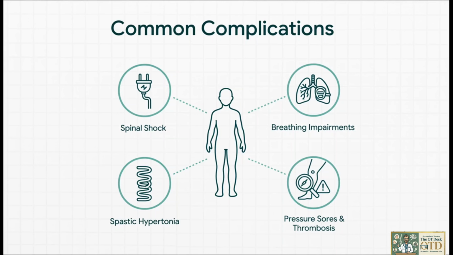Down the road, disconnected muscles can get super confused and overly tight. That's called spastic hypertonia. Plus, without normal everyday movement, patients face a really high risk for skin pressure sores and even dangerous blood clots, like deep vein thrombosis down in the legs.